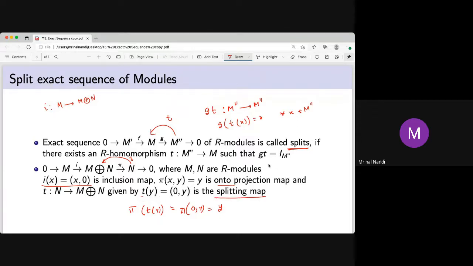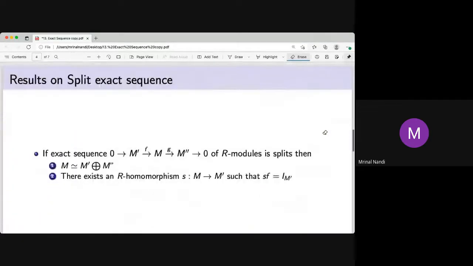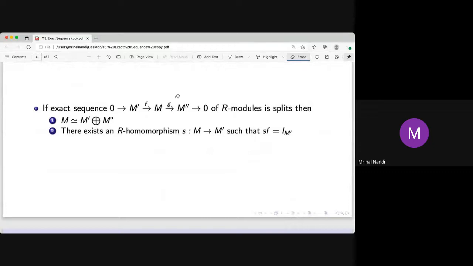If such a T exists, then we call that T a splitting map, and this is an important example of a split exact sequence. So the idea is that the first one is 0, M, and the last one is N, 0, and the middle one is M direct sum N. So whether it is true for all split sequences, this is a result. Yes, it is true. If this exact sequence 0, M', M, M'', 0 is a split exact sequence, then M is actually isomorphic to M' direct sum M''. That is a very important result.